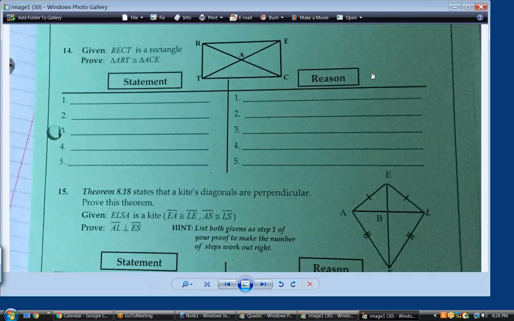All right. Okay. We've got time for another one. Which one do you want to do? Can we do 14? Yep.